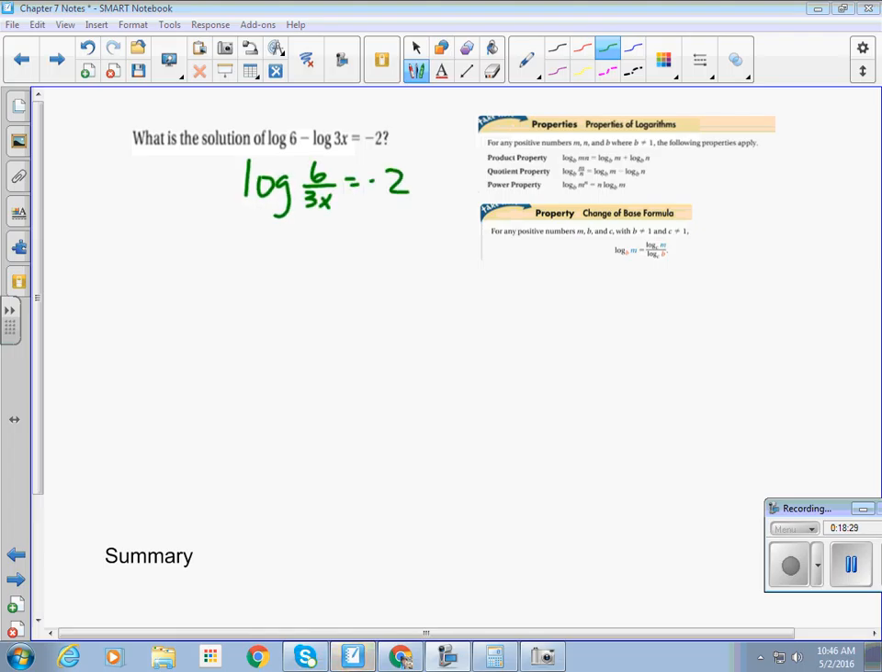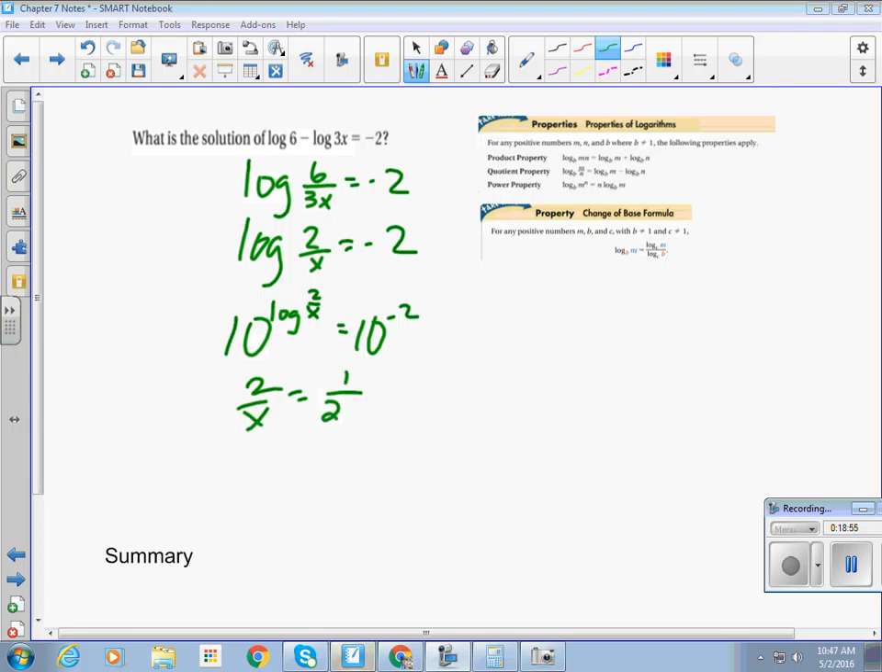Then I go ahead and simplify that. And then I'm going to go ahead and raise both sides to the base 10 because the opposite of a log is base 10. The log and the base get rid of each other. They cancel each other out. They're inverse. I get 2 over x equals 1 over 100, or x is equal to 200.